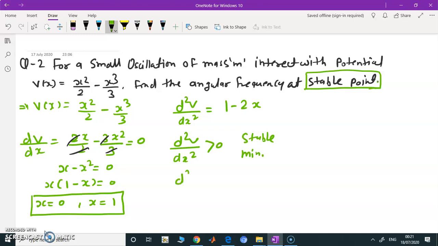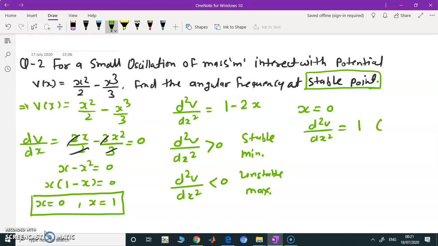Okay, and if d square v upon dx square is less than 0, then that point will be an unstable point and the value will be maximum. So let's put x is equal to 0 first. If we put x is equal to 0, d square v by dx square will be 1. So it is coming positive, right? So this is the stable and minimum point, x is equal to 0.